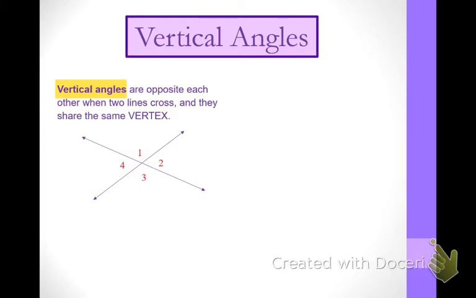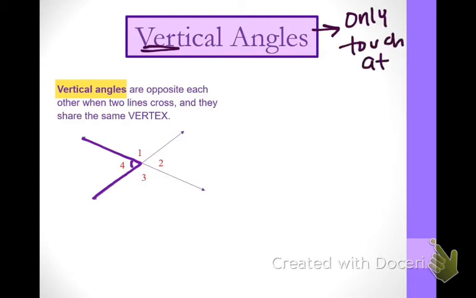So, we're going to talk about this. Pick any angle in this picture. Angle 4. Go ahead and highlight it with one color. Something for you to know about vertical angles. They're called vertical because they only touch at the vertex. So vertical angles only touch at the vertex.